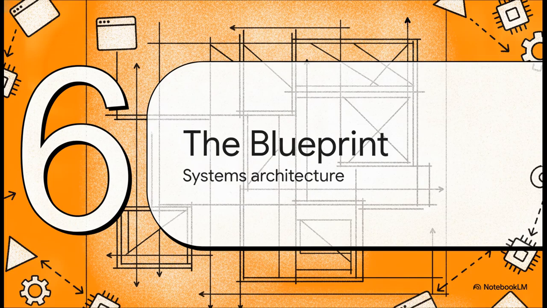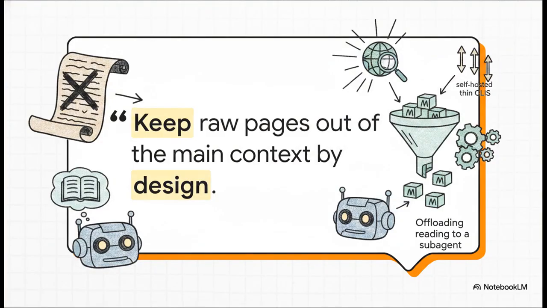Section 6, the architect's blueprint. Let's bring all these structural tools and patterns together. So the crucial point is this foundational rule. Keep raw pages out of the main context by design. Everything else we've just discussed, the self-hosted search engines, the markdown extractors, the thin stateless CLIs, they are all just cost and rate limit optimizations built directly on top of this one core philosophy.